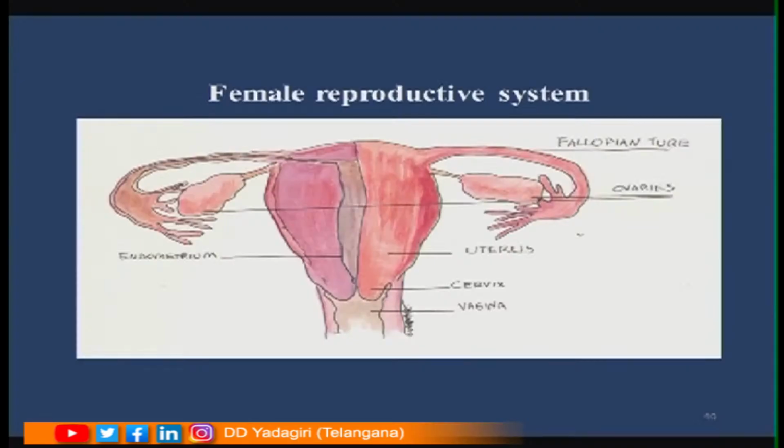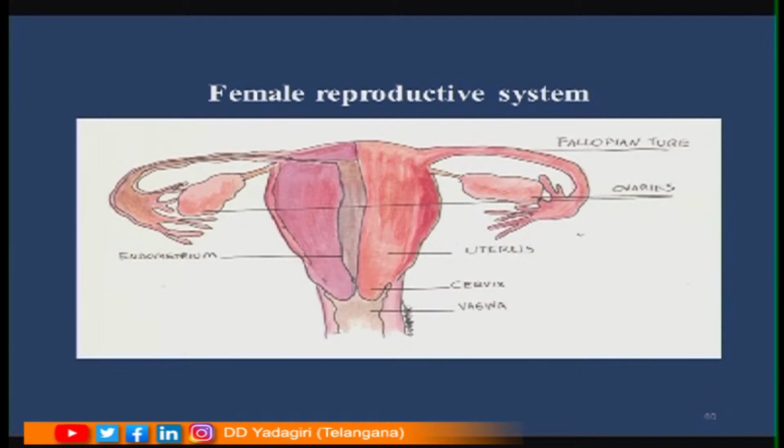Is it clear, children, now? And it is, what we say here, only haploid. It has only one set of chromosomes, that is why it is called haploid. Is it clear, children? Now let us see regarding the female reproductive system. So here this is the female reproductive system.